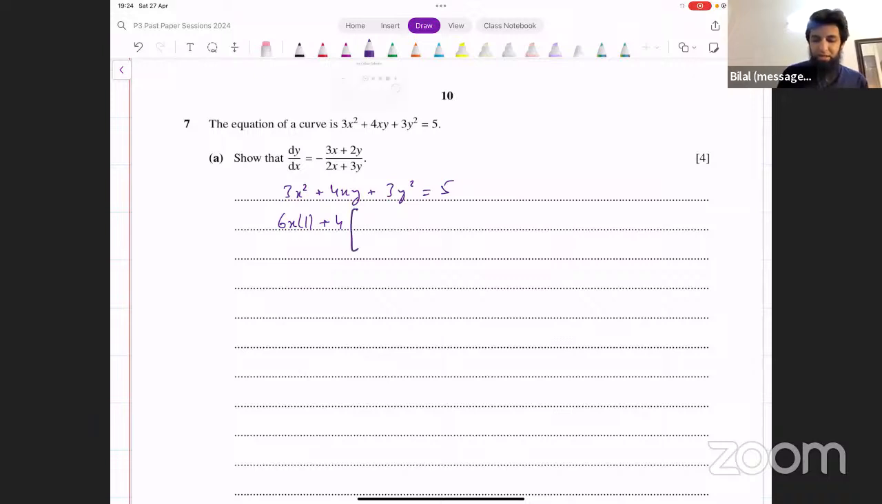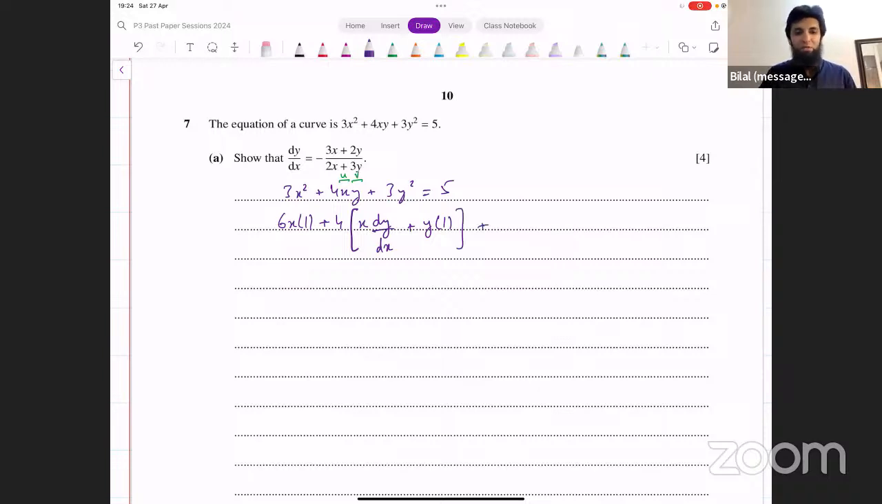Let's find the derivative using this product rule, uv dash plus vu dash. u as it is, that means x as it is, into the derivative of y. What's the derivative of y with respect to x? That's dy over dx. Plus v as it is, that means y as it is, into the derivative of x, which is 1. That's what we get when we differentiate 4xy.